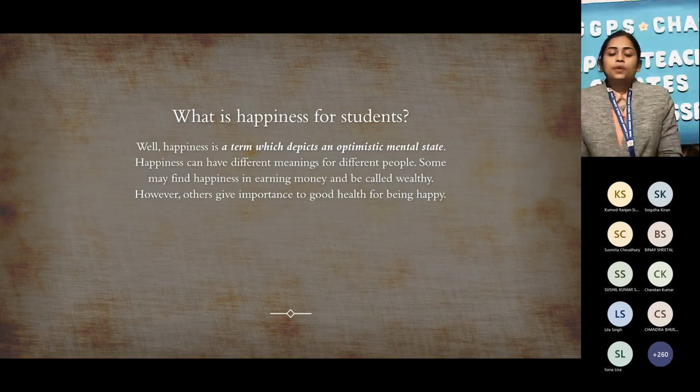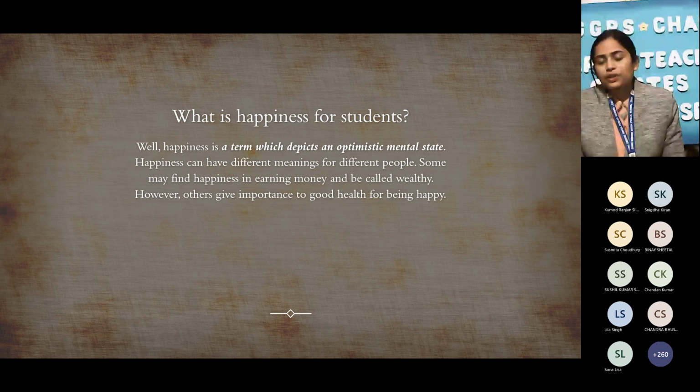When we talk about what is happiness for students, what is its importance for students, why students should be happy? Well, happiness is a term which depicts an optimistic mental state. So we have to be mentally fit, biologically fit, health wise fit, everything fit, and then optimistic.